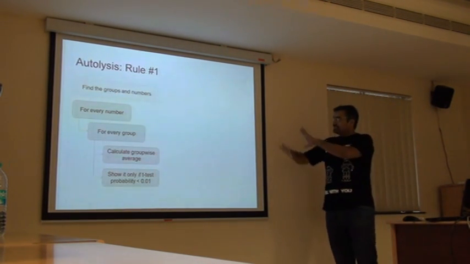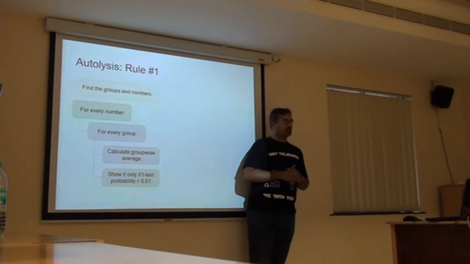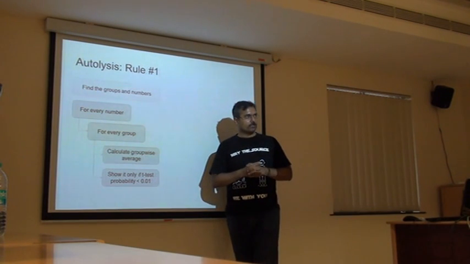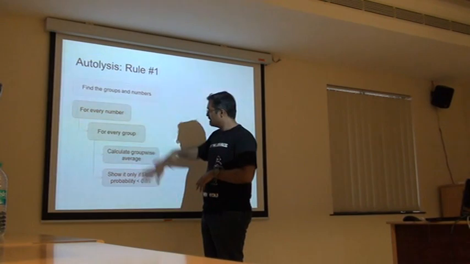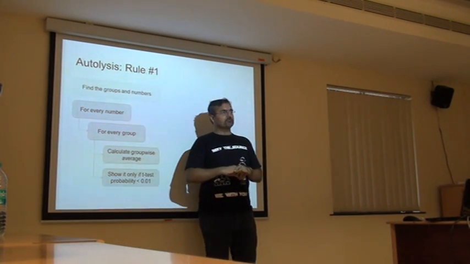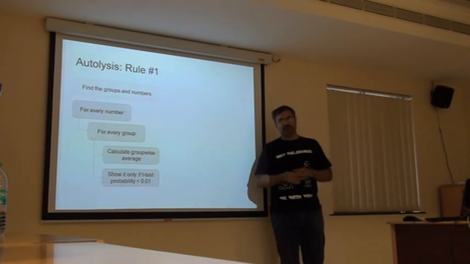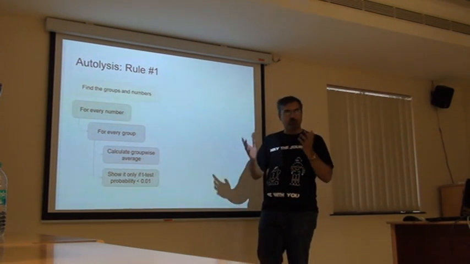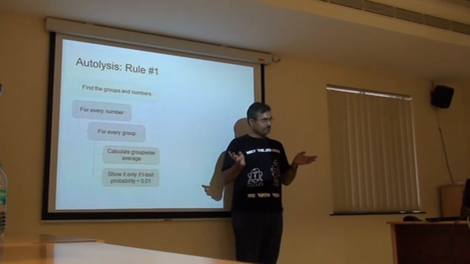So here's how I would coin this whole process. Remember we spoke about automated analysis or autolysis at the beginning of the class. If we were to coin the first rule of autolysis, it would probably be this. First, find all the groups and numbers. By groups, we're talking about things like categories, whether the word is present in the title or not, things you can group by. And all the numbers. And by numbers, I simply mean anything that you can take an average of.